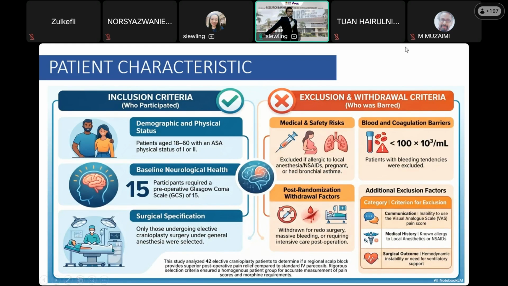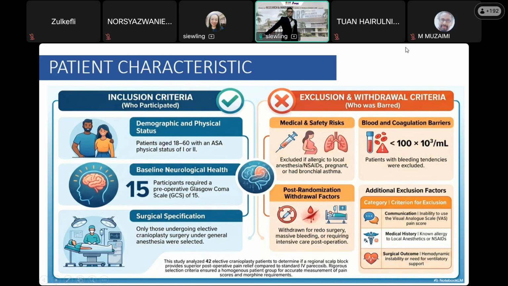And what are the exclusion criteria for this study? First of all, if the patient has a history of allergy towards the study medication, particularly if the patient is allergic to local anesthesia, NSAIDs, or if the patient is pregnant, we have to exclude them as well. And if the patient has underlying bronchial asthma, since sometimes those patients might actually have attacks upon introduction of Parecoxib. And we also exclude those patients who have a platelet count of less than 100.